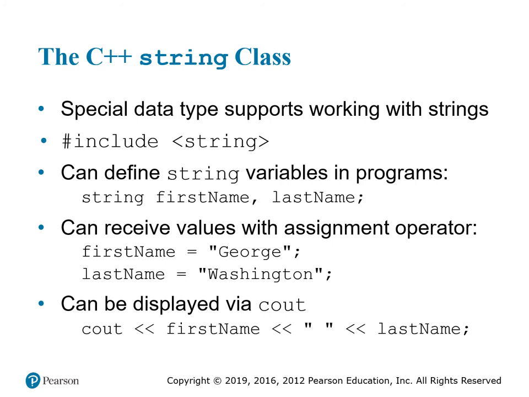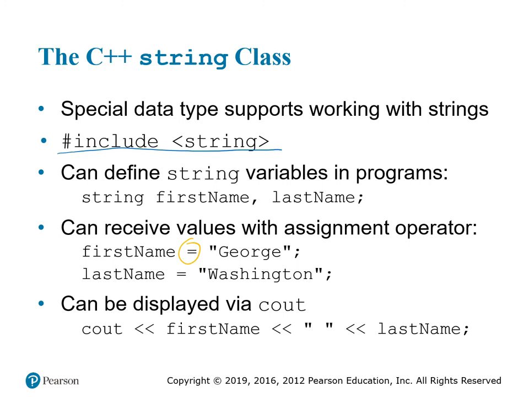String is not a built-in type to the C language. It comes from the #include string library. Once you have created a string, you can give it a value with the assignment operator. Unlike normal C strings, it doesn't have to happen at initialization time.